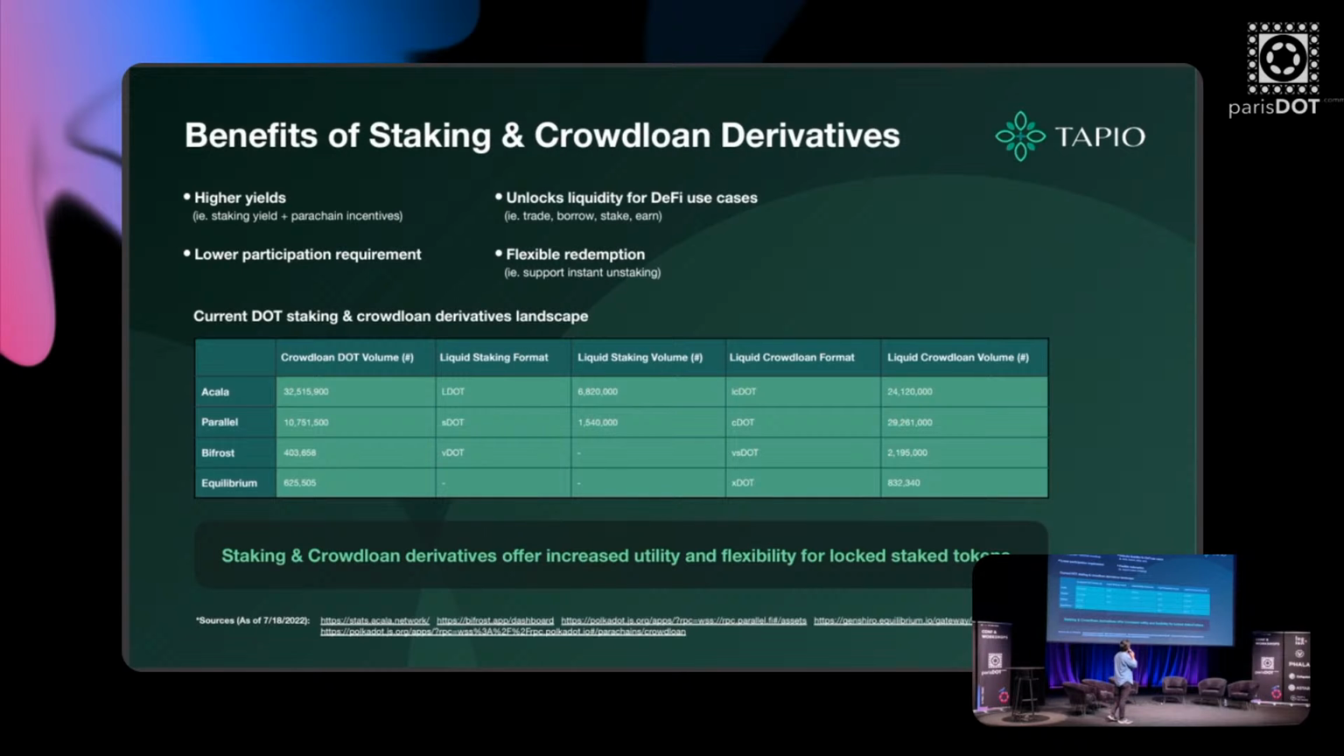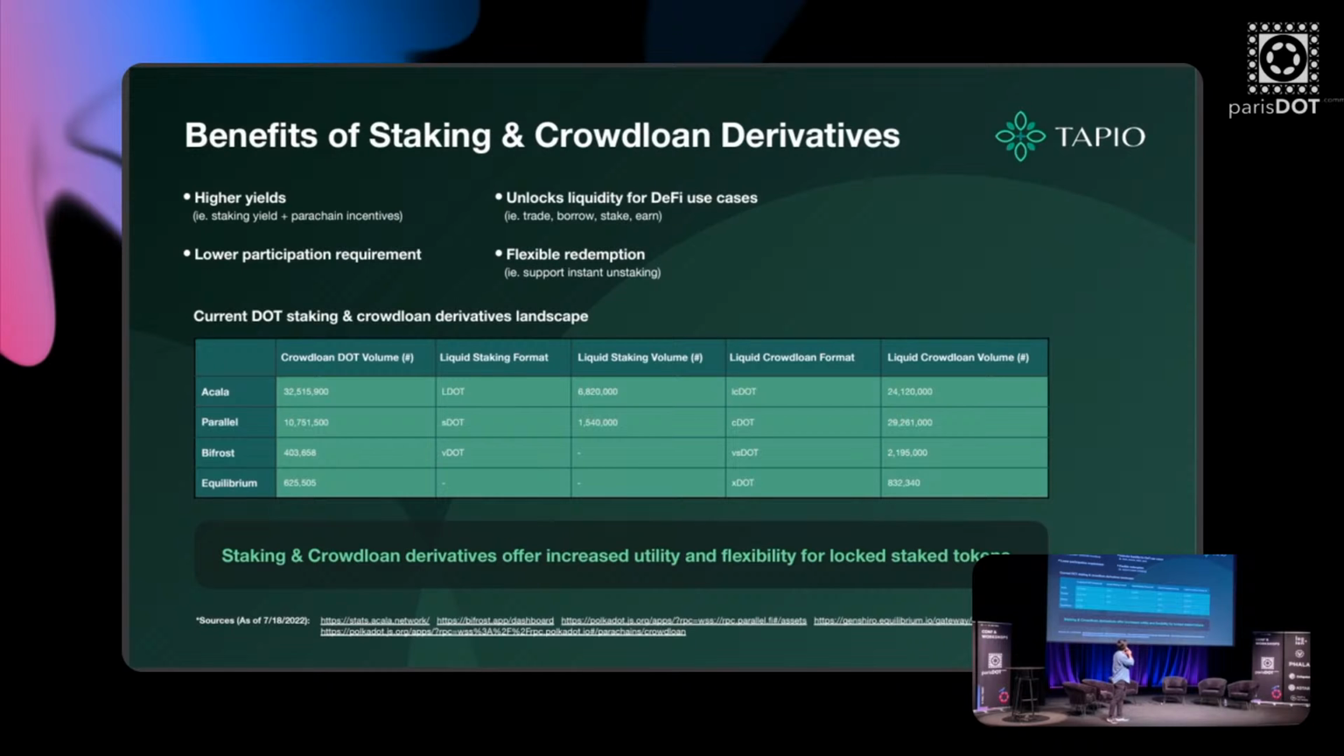And then finally, there's the flexible redemption. So with staking, if you're going through the native format, like staking through a native format or participating in crowdloan through a native format, it's 28 days to unbond for staking, and it's 96 weeks to unlock for crowdloans. So again, it locks up the liquidity, but what these derivatives provide is a more flexible redemption period.